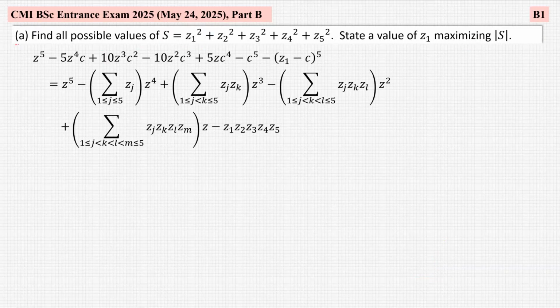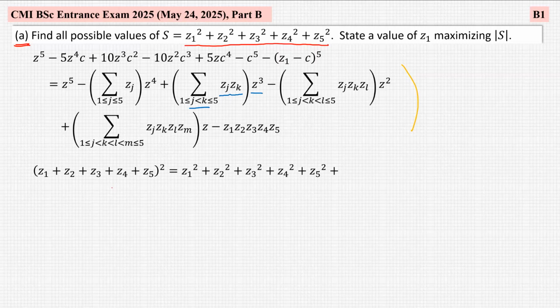So now we actually dive into problem A, and in the first problem we are asked to find possible values of the sum of squares of all roots, but none of the coefficients on the right-hand side contains the sum of squares of the roots. Notice that the coefficient of z cubed only contains the products of 2 different roots, since indices j and k cannot have the same value. However, we can use the expansion of the square of the sum of 5 roots, which definitely gives the sum of squares of those roots. The remaining part is the sum of the products of 2 different roots twice.